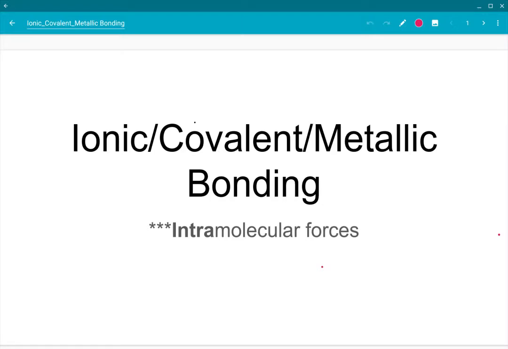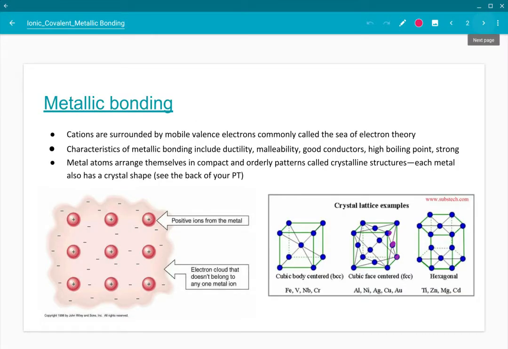So this video is on ionic, covalent, and metallic bonding, and I want to point out that these are considered intramolecular forces. We're actually going to end the unit with intermolecular forces, so I want to make sure you know the difference. So we're going to start with metallic bonding.